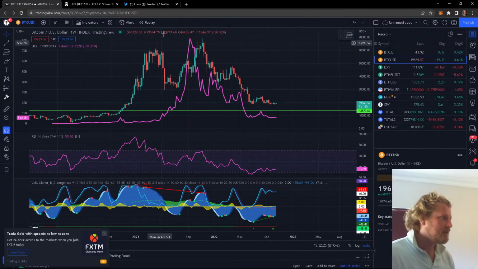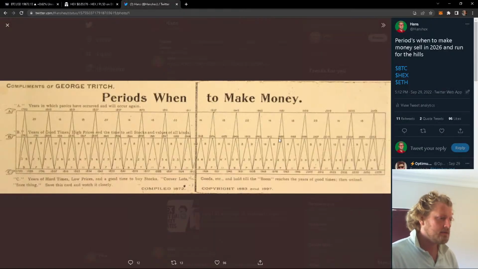Let's take a look at the cycles quickly and how this works. It's pretty incredible how accurate it is. Let's just read through this instruction. A is the years in which panics have occurred and will occur again. So 1783, 1803, 1819.